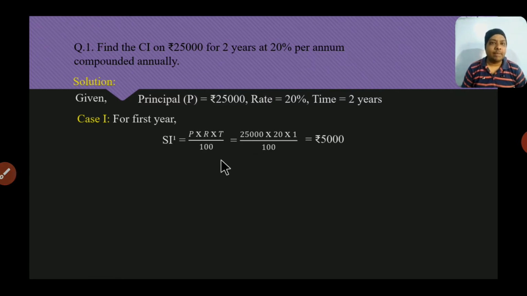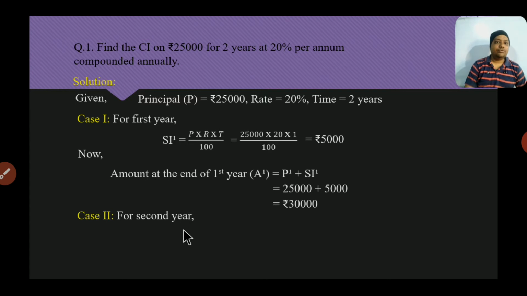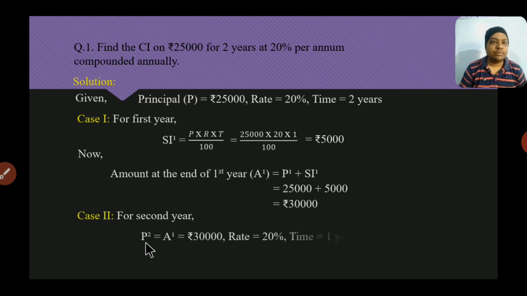And to find the amount at the end of the first year, A1 we can say is P1 plus SI. P1 is 25,000 plus simple interest 5,000. It will be rupees 30,000. That will be the amount here at the end of the first year. Now we know that in compound interest, the amount at the end of the first year will be the principal for the second year. So the principal for the second year will be 30,000, rate 20%, time again 1 year.